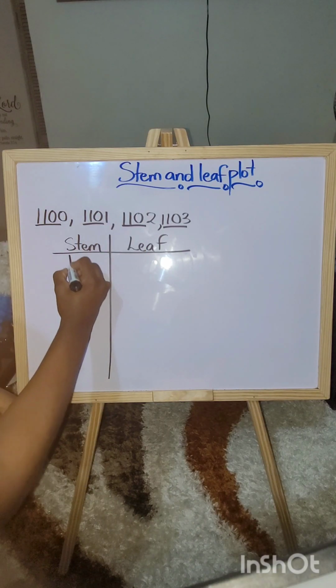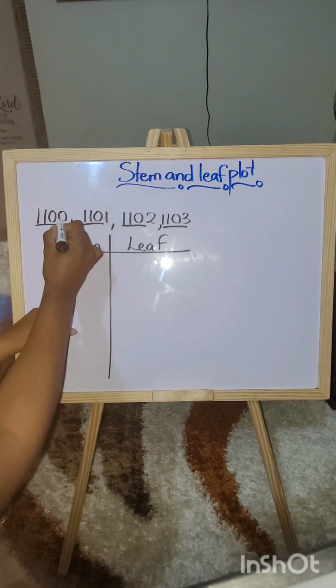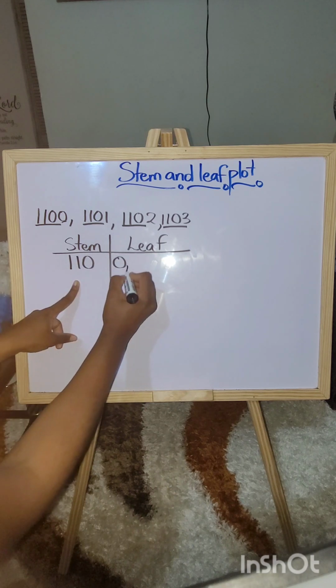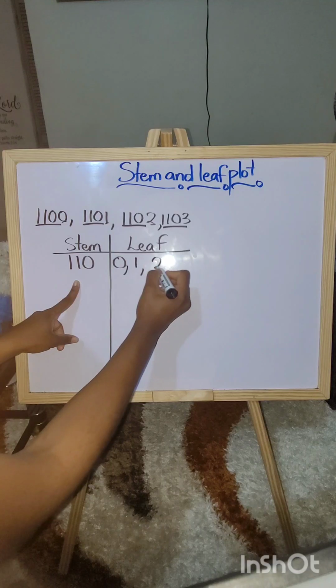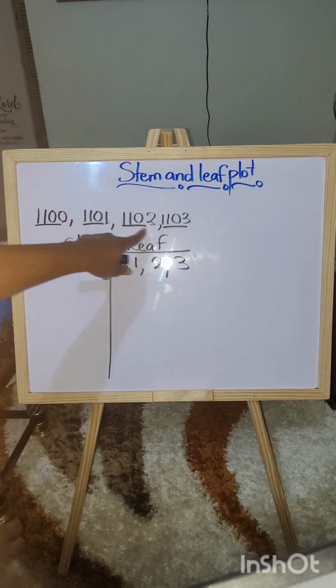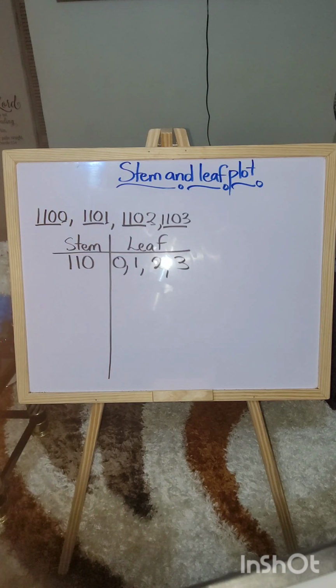So the first 3 digits would go to the stem, and the first number, that's 100, comma 1, 2, 3, and you're finished. So if it's a case where these did not come in order, you'll have to put them in order from smallest to largest, and then you would have to put them on your stem and leaf plot.